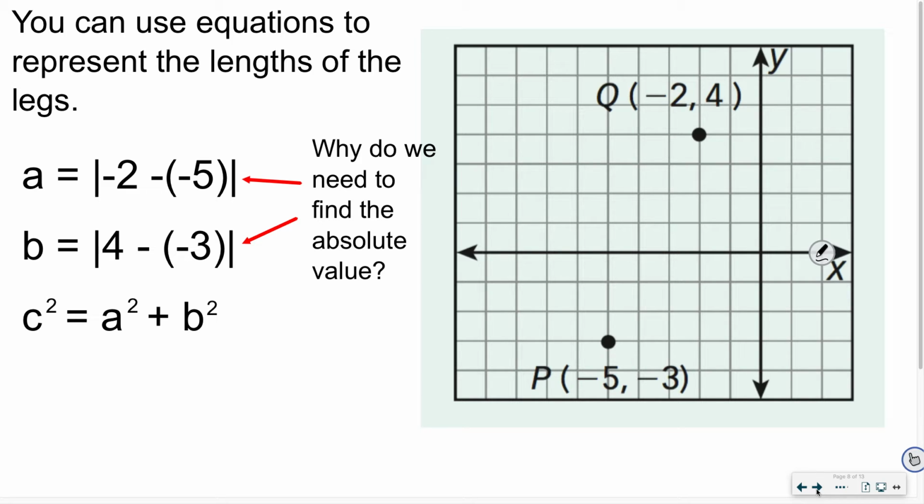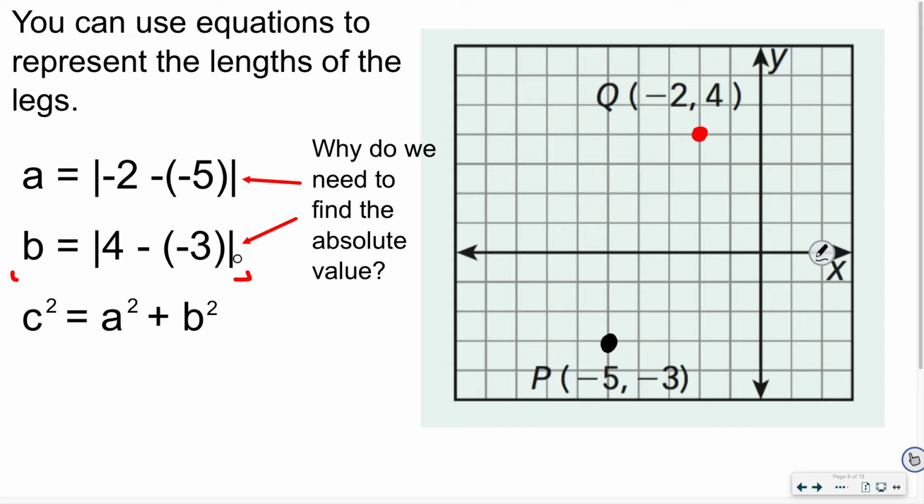And I would love for you to write this example down. Using these 2 points, if you have -2 and 4, and -5 and -3, you should have those 2 points on your paper. What I would like for you to add is these 2 calculations. Because if you had another example where you were asked to do this, you could figure out where that -2 and the -5 and the 4 and the -3 came from, because they're the coordinates.